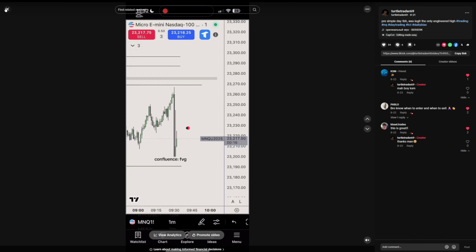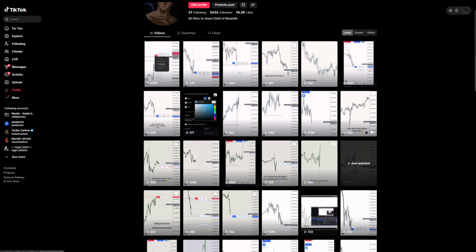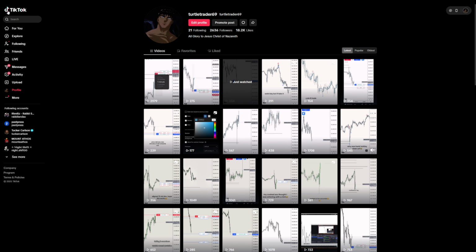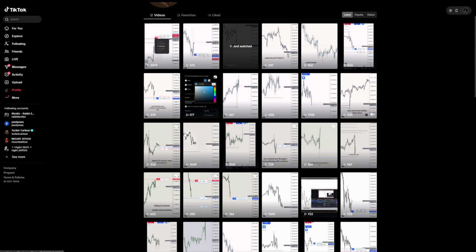TikTok on PC is just absolute ass, but I recommend just searching me up on TikTok and looking through my executions. All my trades are bottom ticks essentially. My stop loss is no more than 10 points. That is my fixed stop loss.